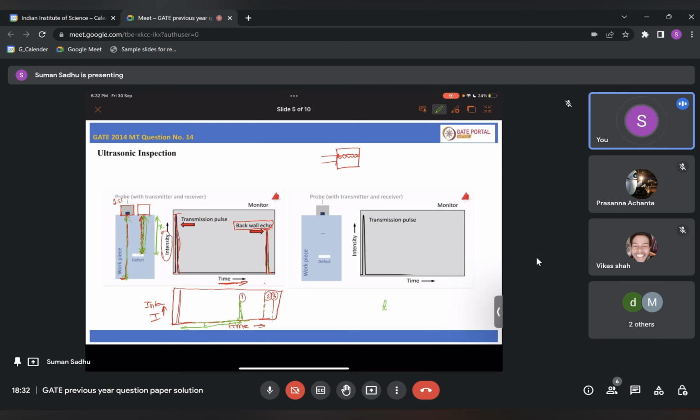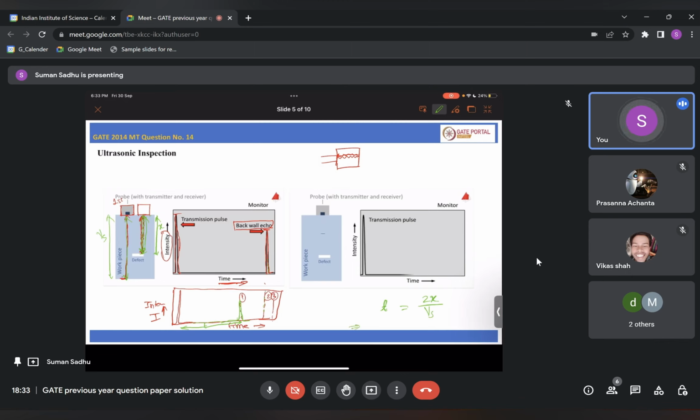So that means your wave is traveling how much distance? It is going x inward and again coming back x distance outward. So it is basically traveling 2x distance. Let's say the velocity of sound in this medium is v_s, then you can easily calculate the time.